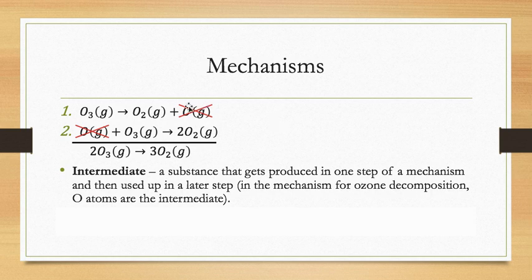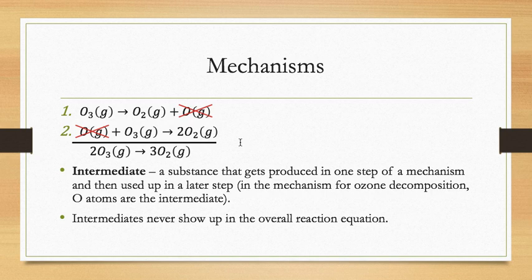So these oxygen atoms here that I just canceled out, we call those intermediates. It's a substance that gets formed in one step of a mechanism, and then in a later step, it gets used up. So we're creating an oxygen atom here in the first step, and then in the second step, it gets used up in forming the two oxygen molecules there. So we would call the oxygen atoms intermediates. And intermediates will never show up in the overall reaction equation because they always will occur on the reactant side and the product side at some point in the mechanism. So when I add up the reaction, they'll always cancel out.